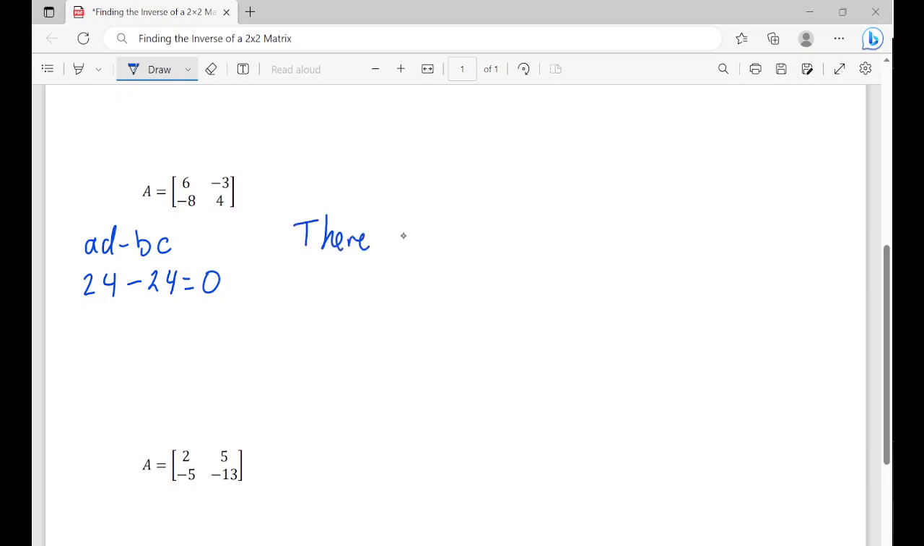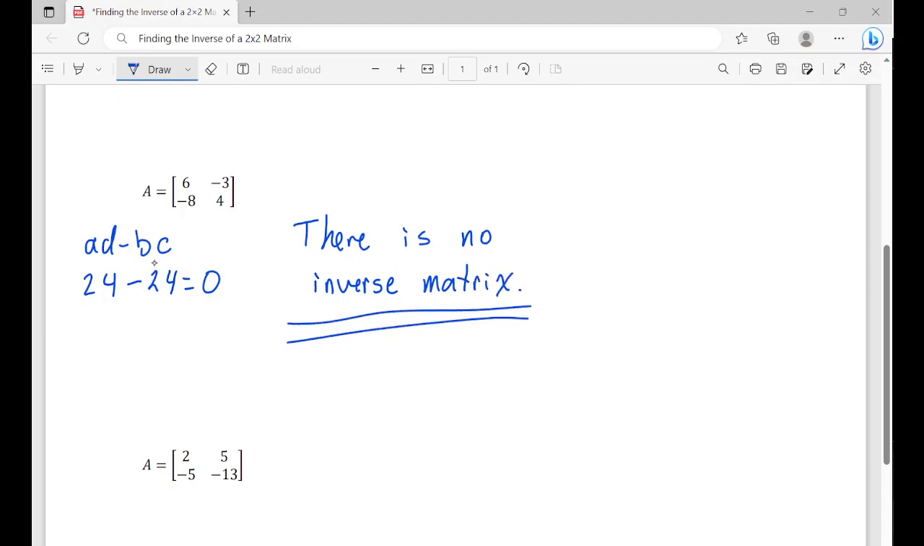Now because this gives me 0, I can say that there is no inverse matrix. All because A times D minus B times C gives me 0. If that's 0, then there's no inverse matrix.